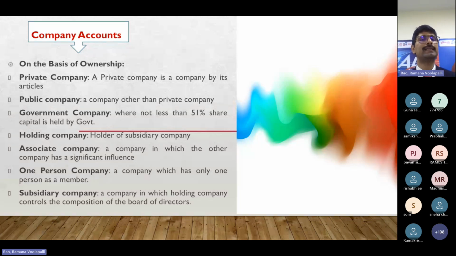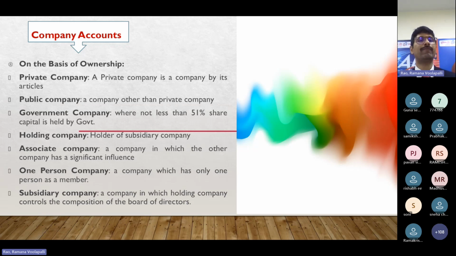Government company: where not less than 51% of the share capital is held by the government, it is called a government company. Holding company: a company that holds a subsidiary, a group of companies held by another company, is called a holding company. Associate company: a company in which the other company has significant influence is called an associate company. One-person company: a company which has only one person as a member is called a one-person company or OPC. Subsidiary company: a company in which the holding company controls the composition of the board of directors.